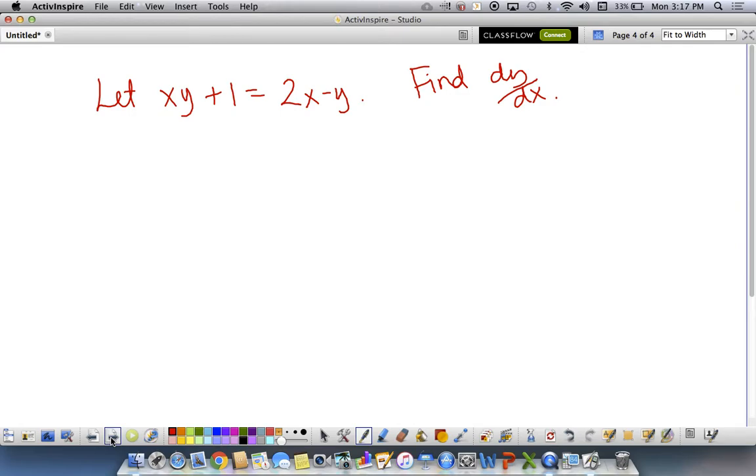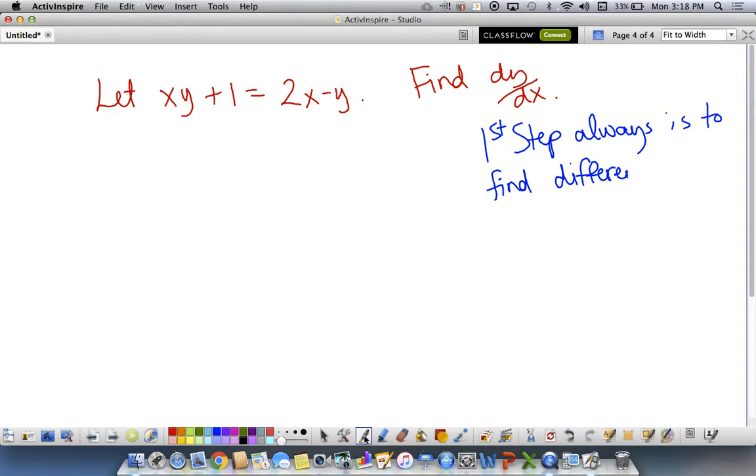Let me write that somewhere. First step, always, is to find the differentials of every piece, of every single term. Okay, so how many terms do I have?